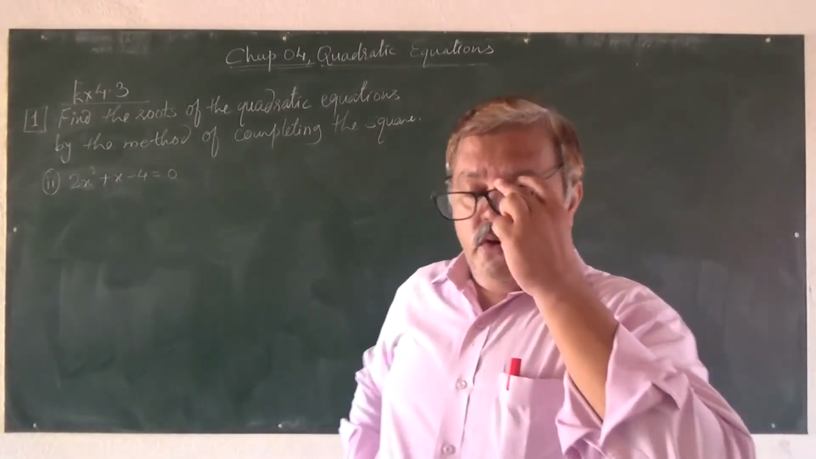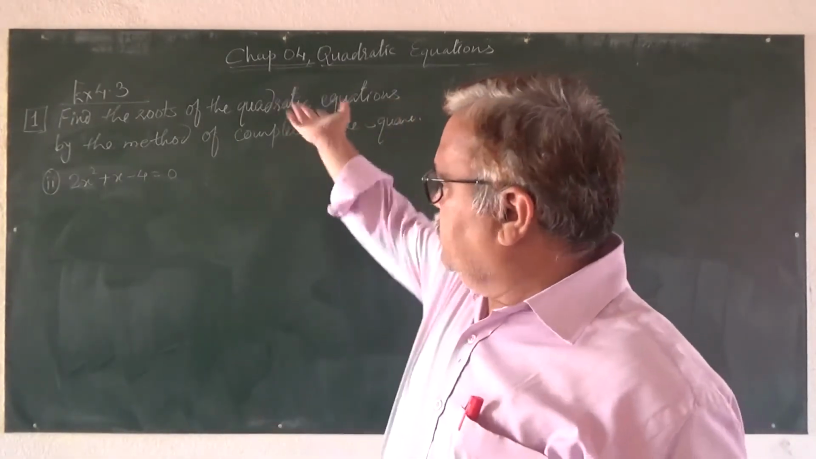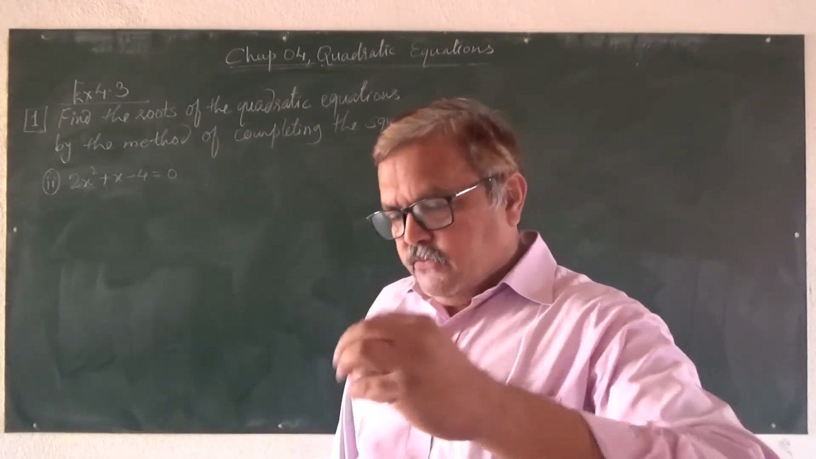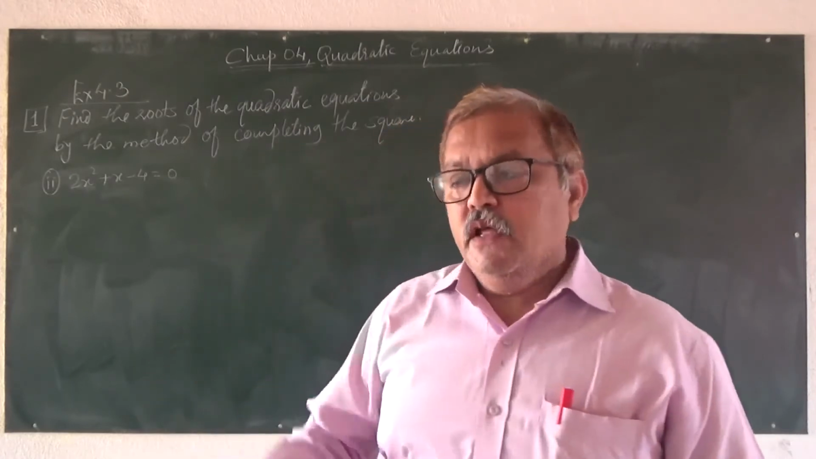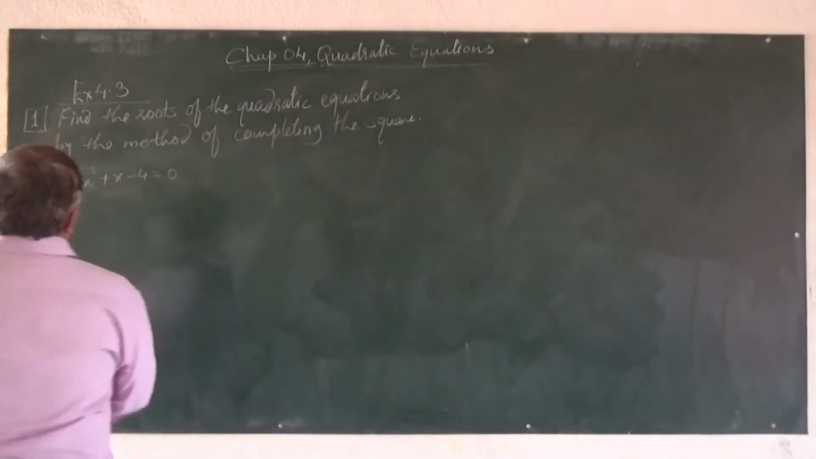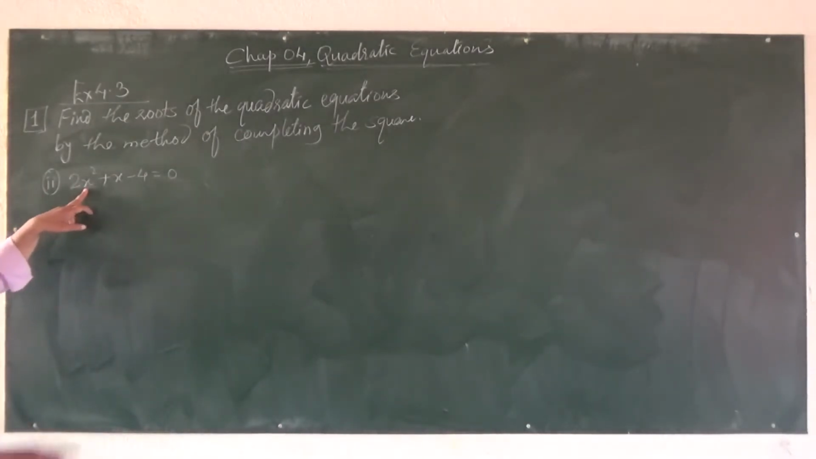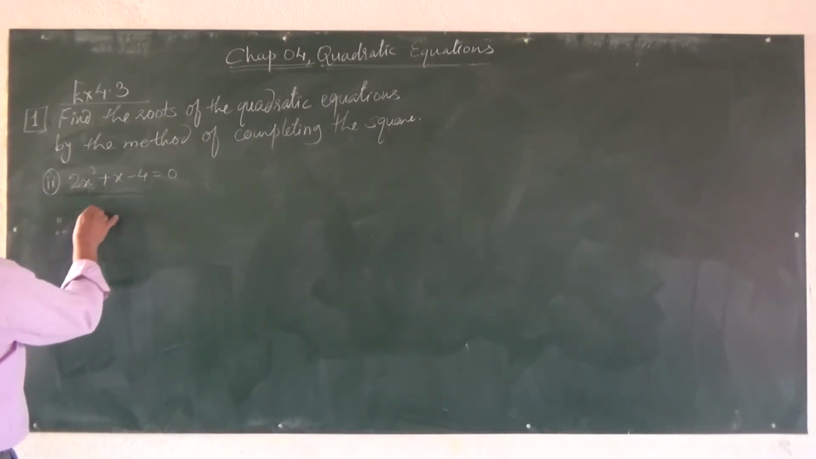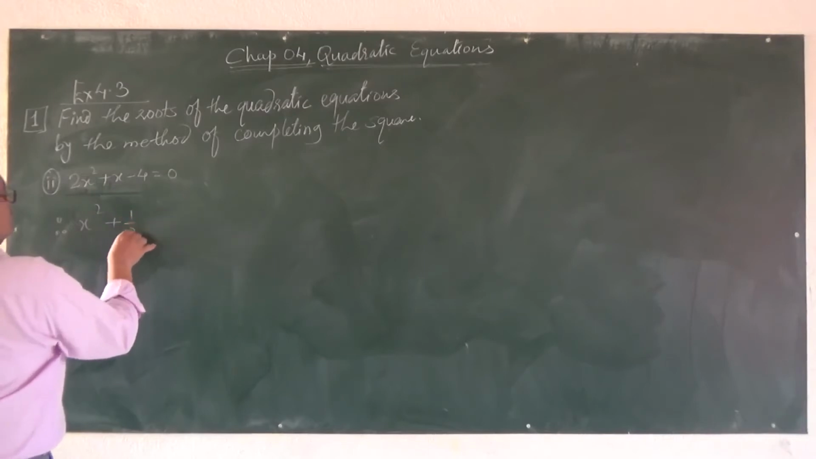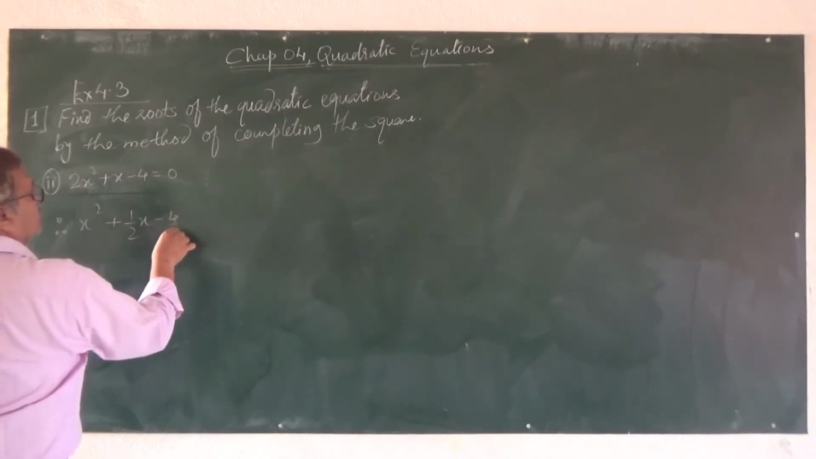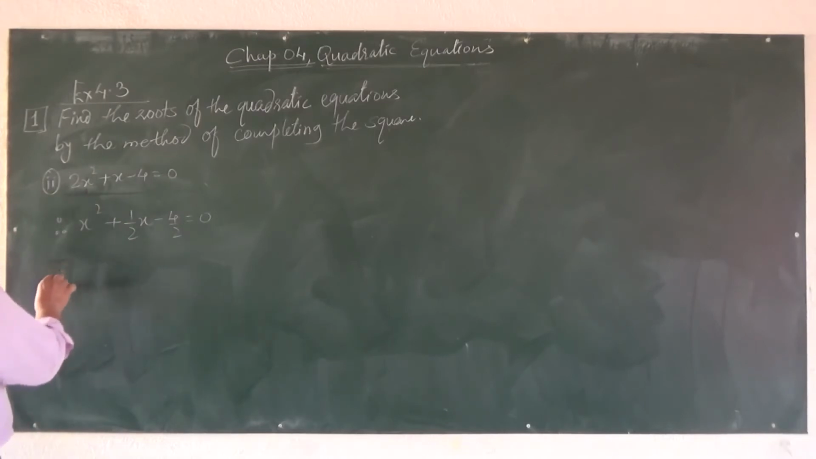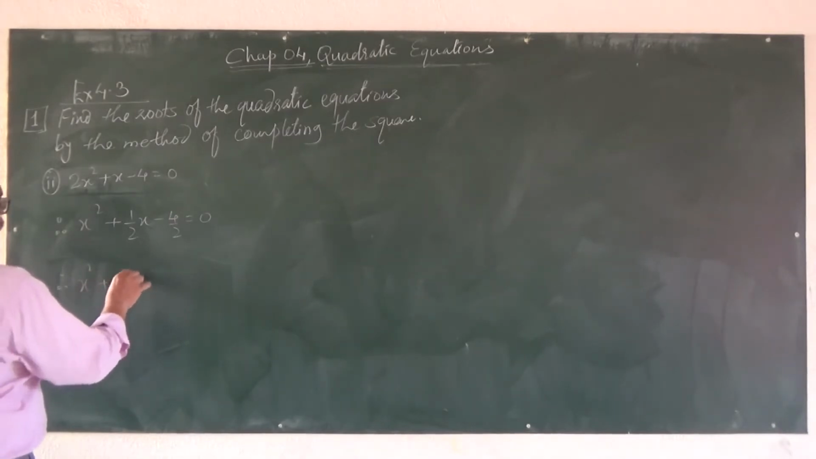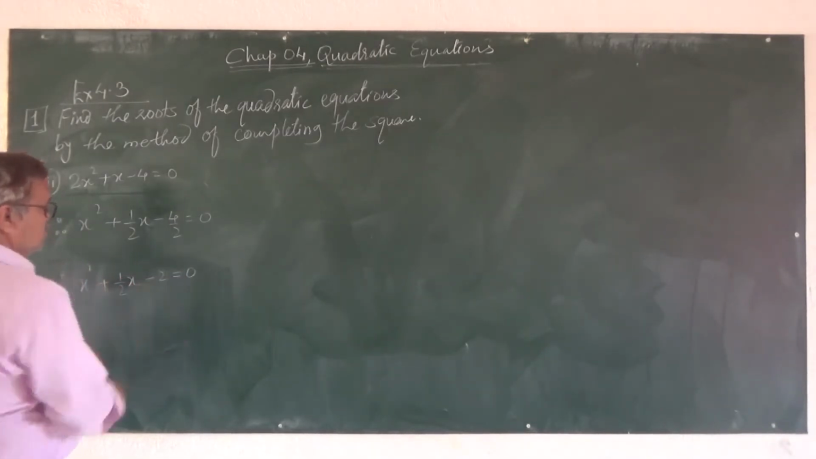Let us see one more example. Only by completing the square method, only the presentation you may find is different from the first example. Let us see. Okay, we don't want coefficient of x square 2, we want 1. So dividing everything by 2, we will get x square plus half into x minus 4 by 2 is equal to 0. So therefore x square plus half x minus 2 is equal to 0.